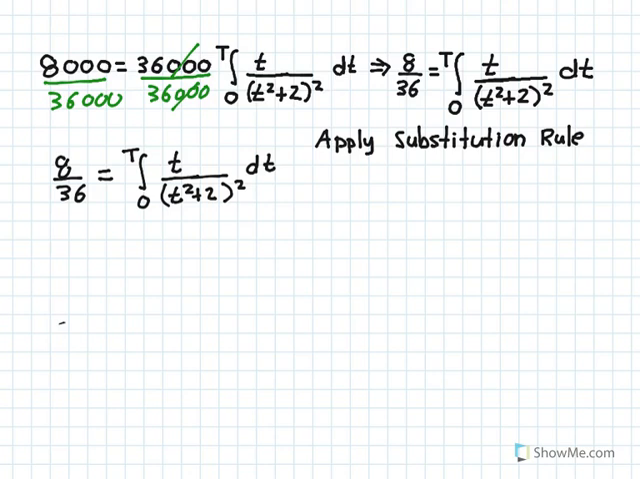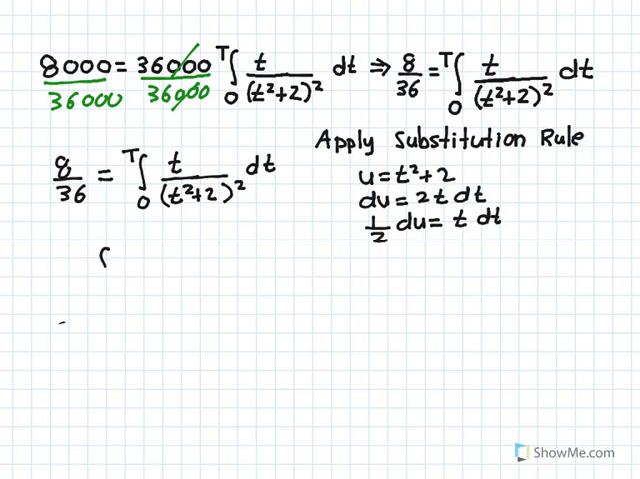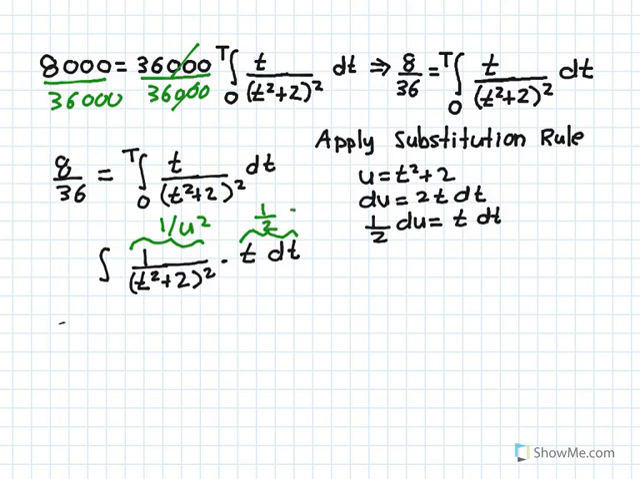We're going to apply the substitution rule to solve this question. So we let u be equal to t squared plus 2. du, the derivative, is 2t dt. Divide by 2 both sides, we get 1/2 du is equal to t dt. Let's rewrite this integral to make the substitution rule easier to see: 1 over t squared plus 2, all squared, times t dt. So we can see that this part of the integrand is going to be 1 over u squared. And t dt, this part, is 1/2 du.